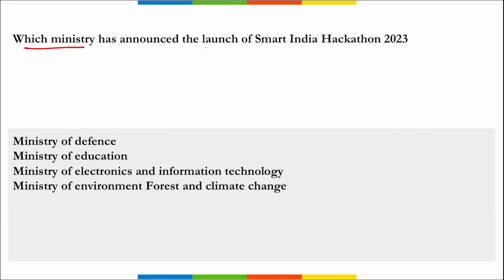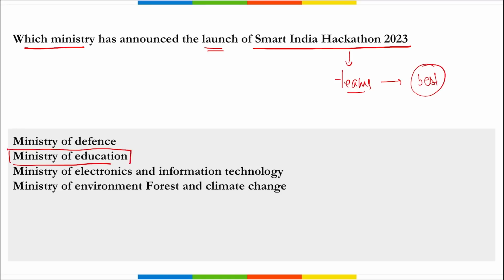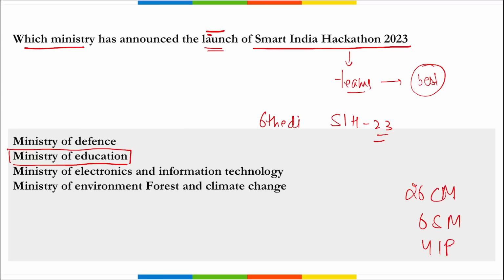Next, which ministry has announced the launch of Smart India Hackathon 2023? So remember, first of all, tell me which ministry launched this Smart India Hackathon? And it is a hackathon, that means various teams participated in this hackathon, and the best team with the best solution of the use case provided by the ministry has won it. So it is our Ministry of Education, right? They have announced the launch of the Smart India Hackathon 2023, right? This was the 6th edition of Smart India Hackathon of 2023. Then this is supported by the participation of 26 central ministries, 6 state ministries and 4 industry partners.